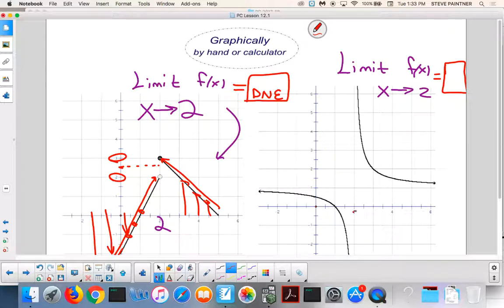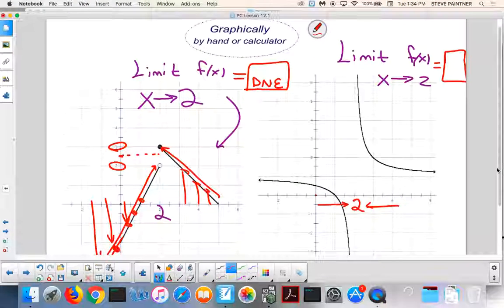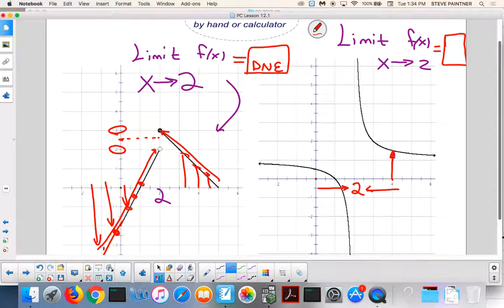Jeff, what's the answer? As you're approaching 2 from the left, as you're approaching 2 from the right, are you approaching one number? No? So you're going to tell me what? DNE. He says DNE. Okay, let's look. So if you try 4, you get that answer, which is really 1.5. Try this one.